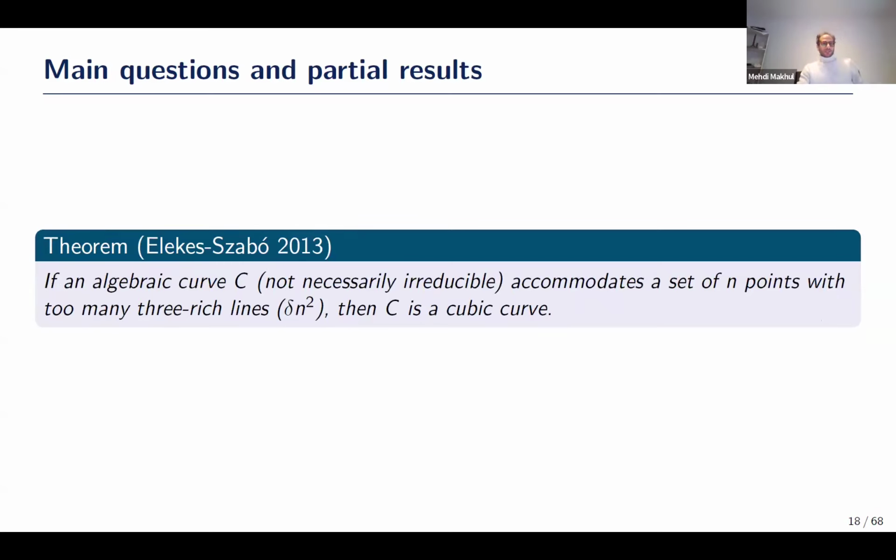So the theorem of Elekes-Szabó says that if we have an algebraic curve in the plane that contains a set of n points with too many 3-rich lines, then the curve must actually be a cubic curve.